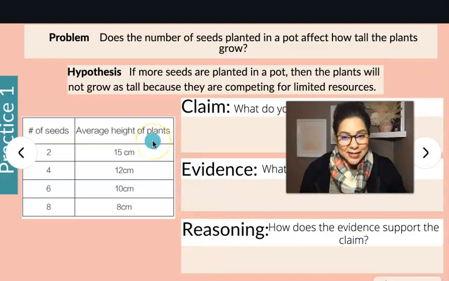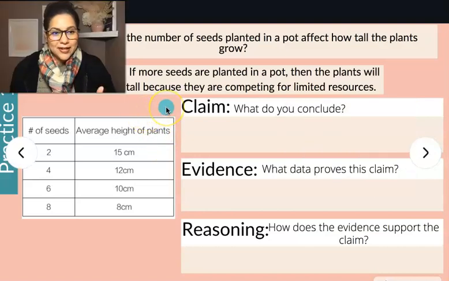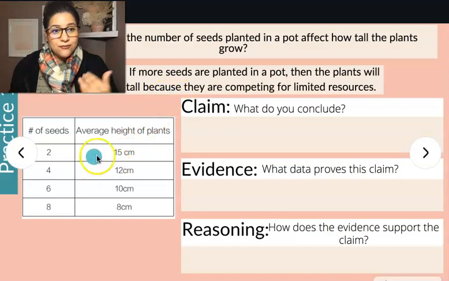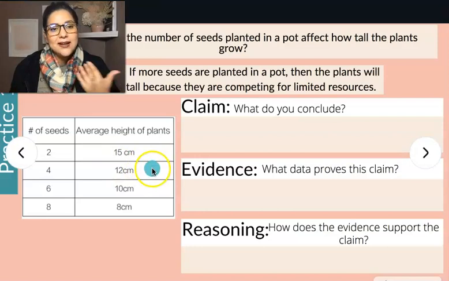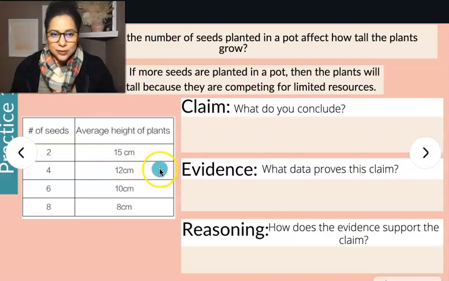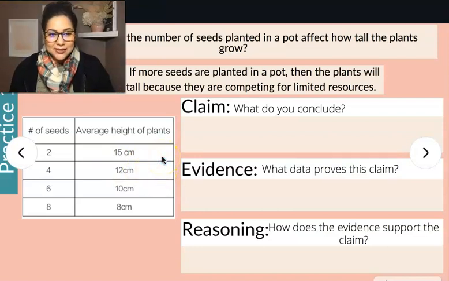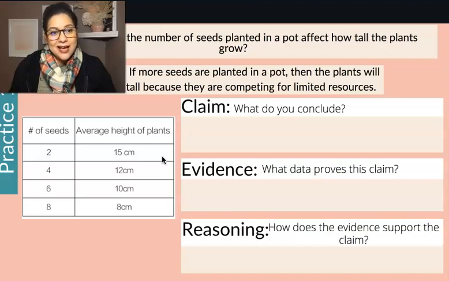You have a data table with some important information, and now at this point you have everything you need to go ahead and make your claim, support it with evidence, and give your reasoning. All right, so now you've reviewed your data table, you've gone over your problem, you have a hypothesis. Let's go ahead and make a claim. What can you conclude? So for this practice, we can conclude that the pot that had the greatest number of seeds had plants that grew the least.